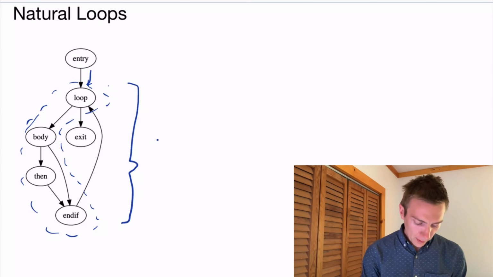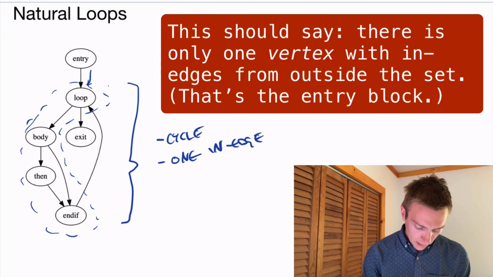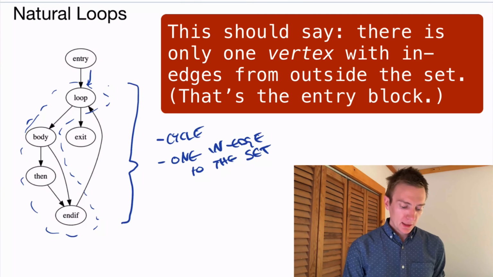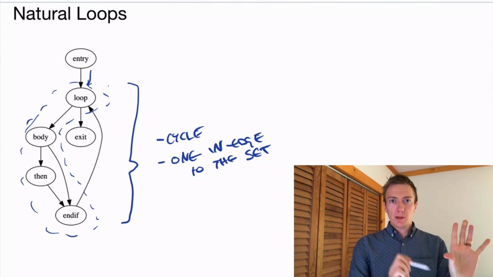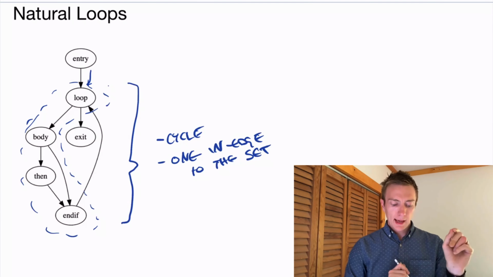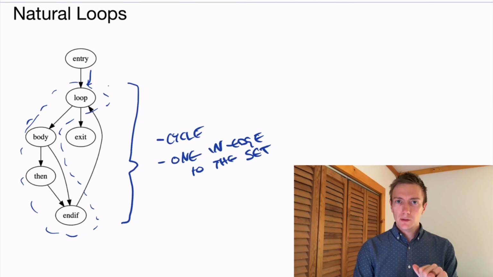Natural loops have two properties. There is a cycle, and basically there's one in edge to the set. And that's all there is to it. The set needs to be strongly connected in the sense that every node is reachable from every other node, it forms a cycle, and it also needs to have only a single entry. And this, if you think about it for a second, is true of most loops that you have ever written in every programming language ever.